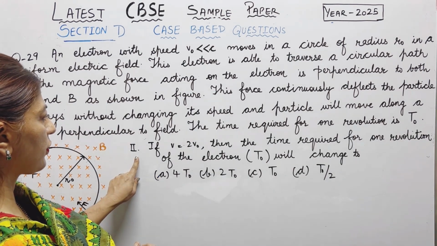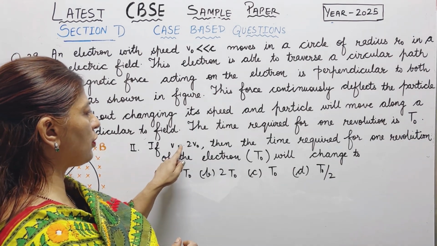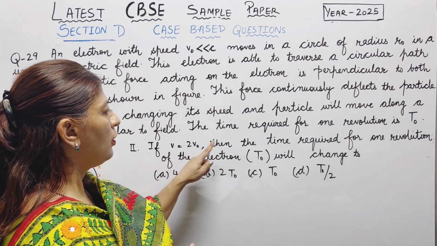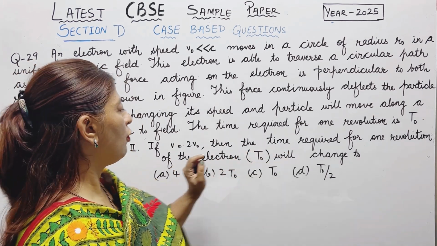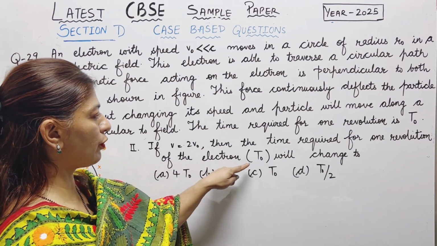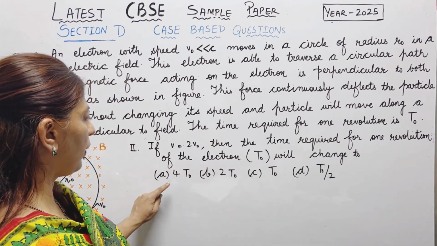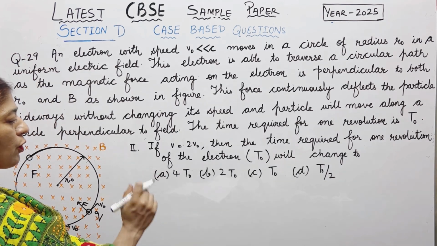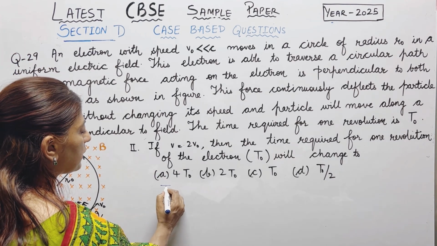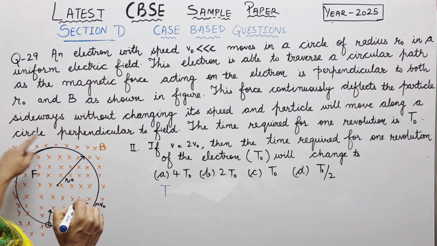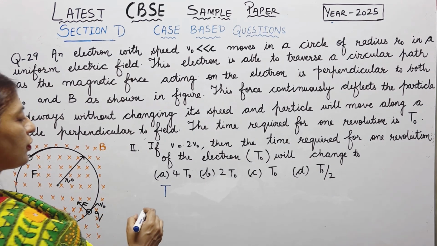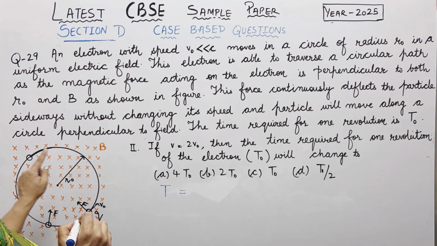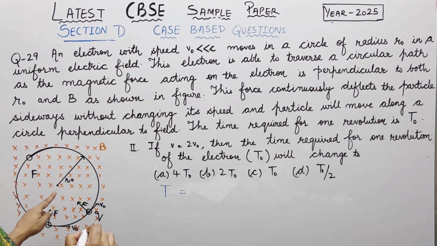The second part, the question asked is, if the new velocity is equal to 2 times the initial velocity, then the time required for one revolution of the electron, t naught, will change to, and the options are given to us. Let us see the factors on which the time period depends. T, the time period, is the time taken to complete one full revolution. So that is equal to the total path it has traveled in one revolution. So it is following a circular path.